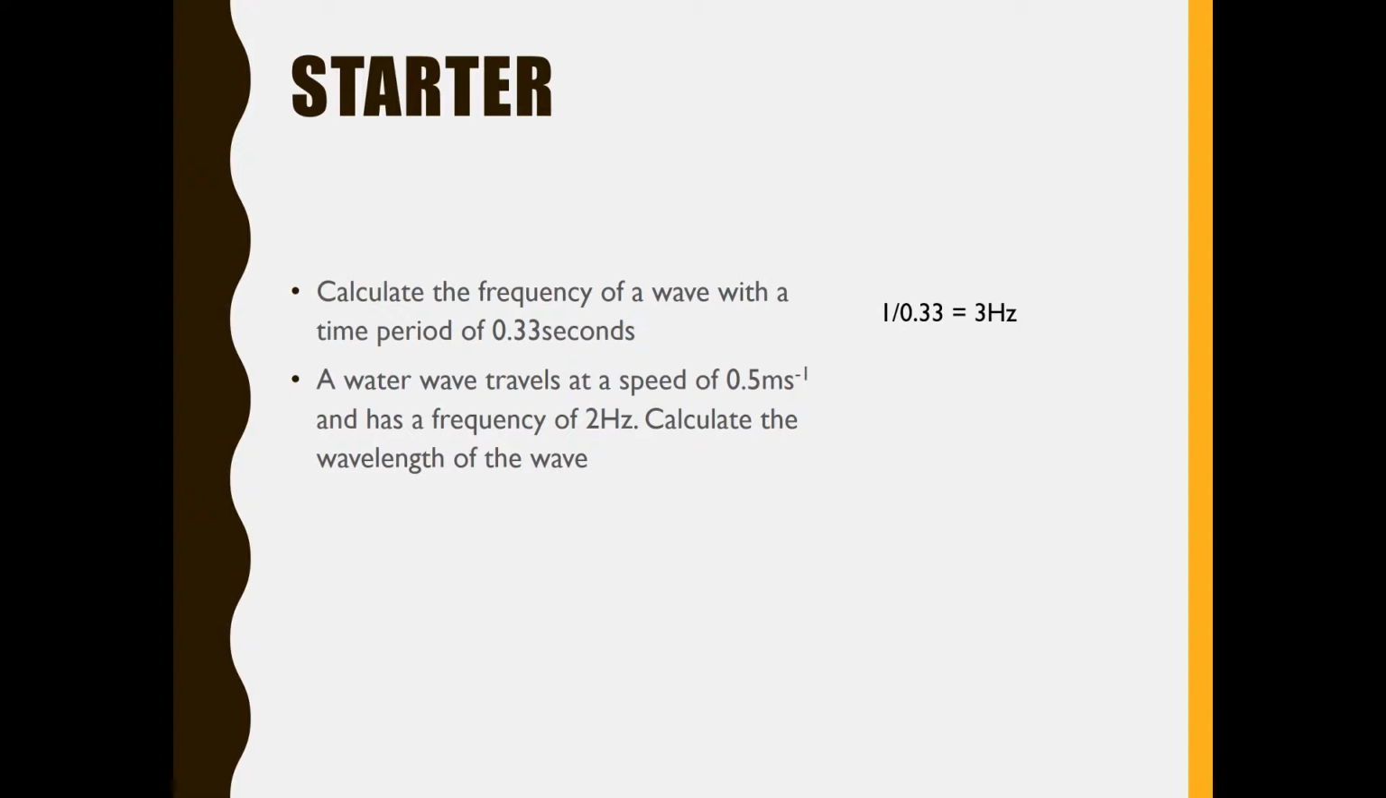For the second question, we're going to be looking at the c equals f lambda equation, the one that relates wave speed, frequency, and wavelength. You want to rearrange that to make wavelength the subject, and then input the values that you have, and you should get a wavelength of 0.25 meters. Okay, then move on.